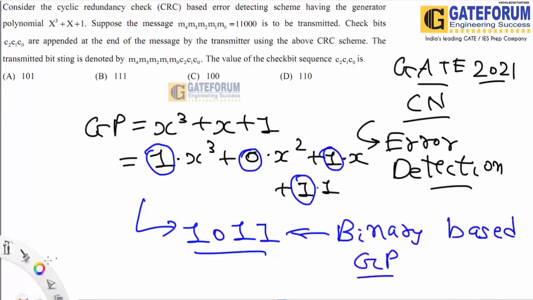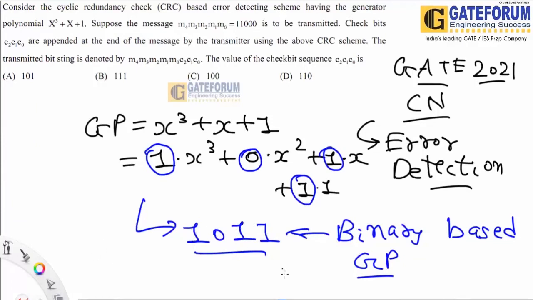This is the concept to convert any given generator polynomial, in the form of x or x cube or x raised to 4 or any format, from the polynomial format to a binary format. This is how we convert them into a particular binary format.